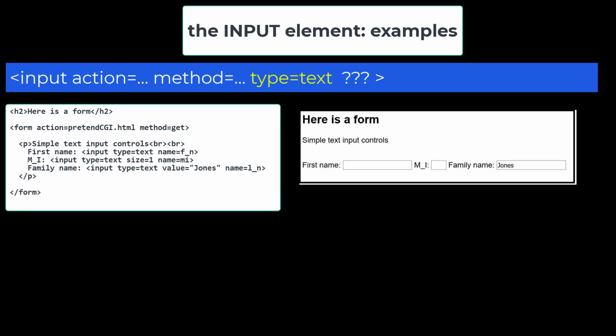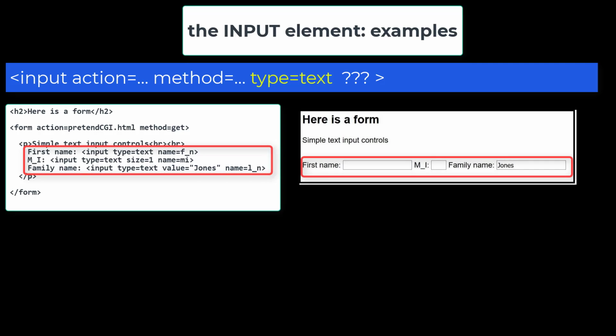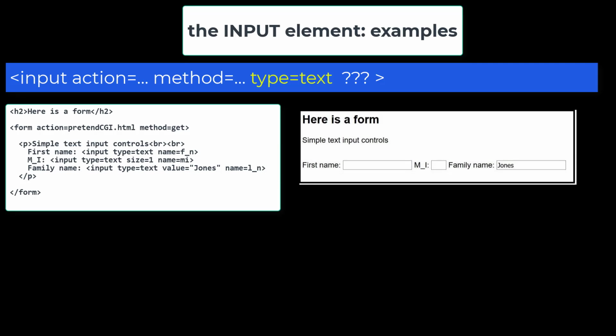And that displays this way, which is okay, but maybe not the best. Notice, even though we stacked the input elements in the code, they render as a string of inputs. So we need to force new lines, using the BR element. The first name and family name elements did not have size equals, so the browser chose a default, while we did specify a size for the middle initial. And the family name field is pre-filled with the value we specified. This can, of course, be replaced by typing in the box.